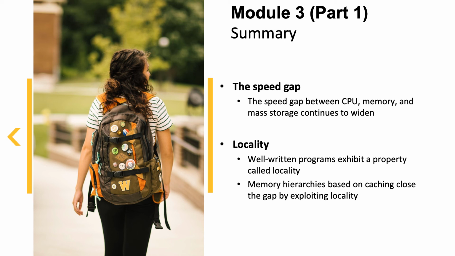What we wanted to get out of this one was just the idea of the memory hierarchy and the terms and concepts that go into why the memory hierarchy works. Why is it a good idea? So the things to take away from this are that speed gap between the CPU, memory, and mass storage. It keeps getting wider and wider, so we have to deal with that.